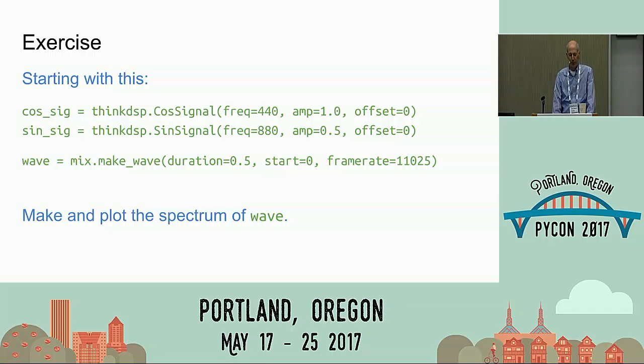When you get through the notebook, there's an exercise on the next slide that you can try out. The idea is to construct a signal by adding up a bunch of cosines and sines, and then plot the spectrum of that signal and see what it looks like.